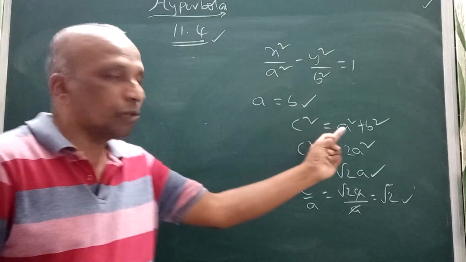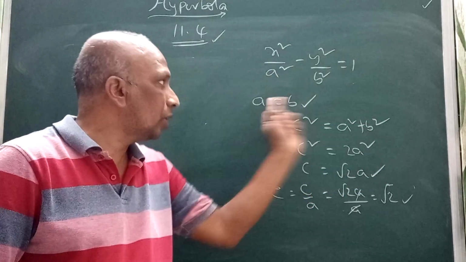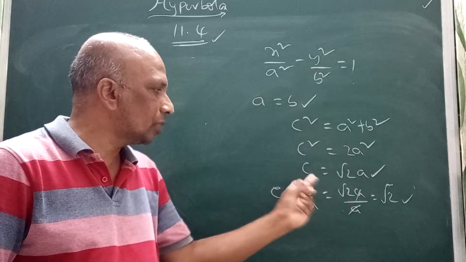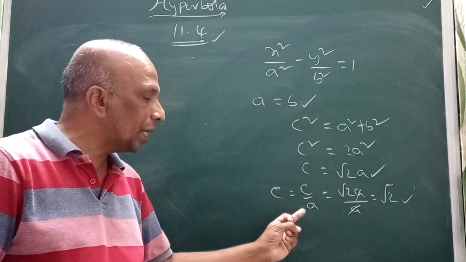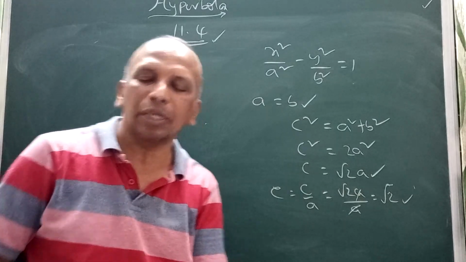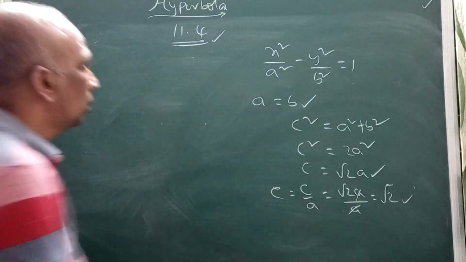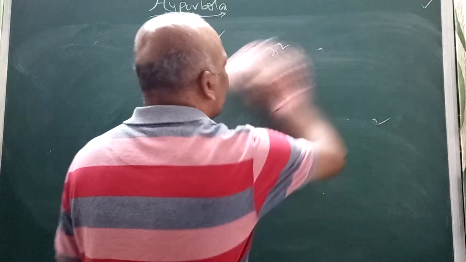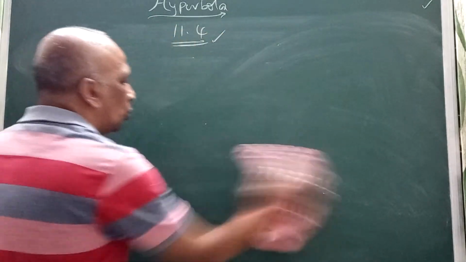So you know c square equals a square plus b square. So b square replaced with a square gives 2a square, c equal to root 2a, e equal to c by a, root 2a by a, root 2 is the eccentricity. It gives the eccentricity here, remember that point, because sometimes they will ask that the eccentricity of a rectangular hyperbola is root 2.